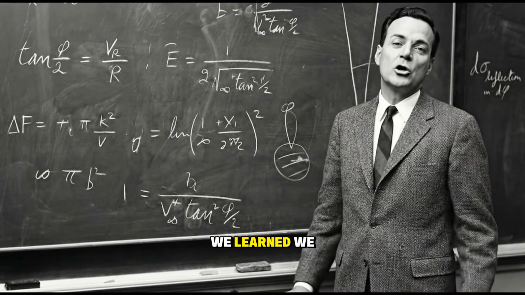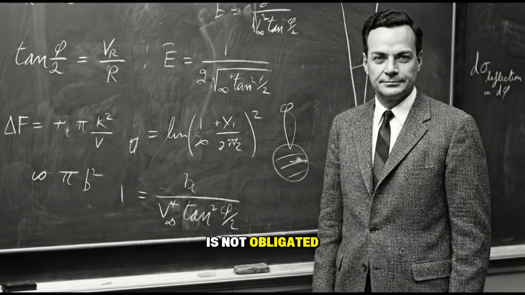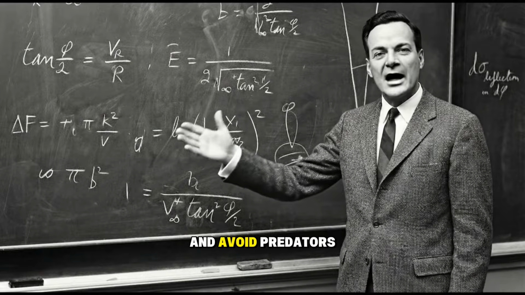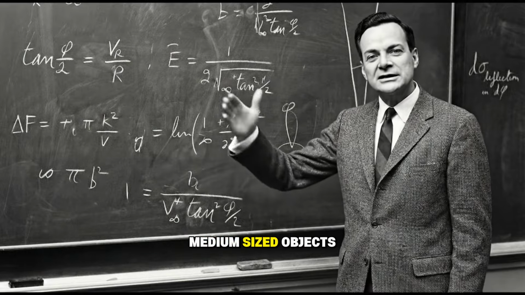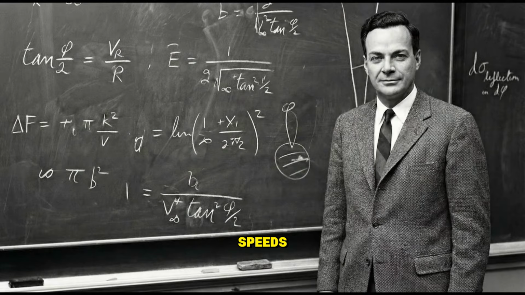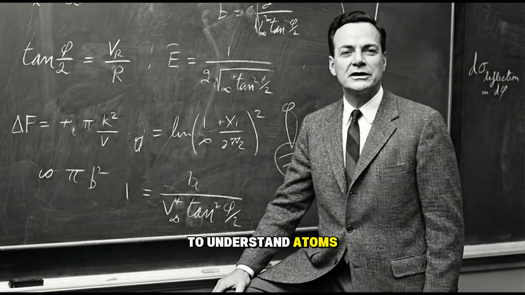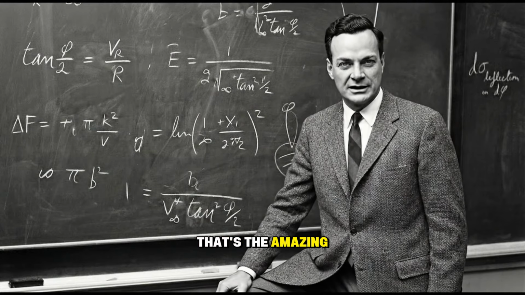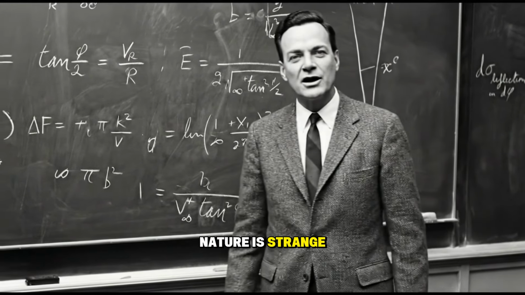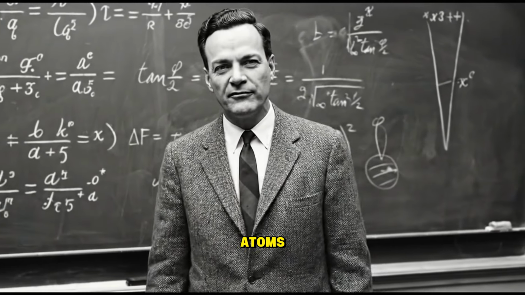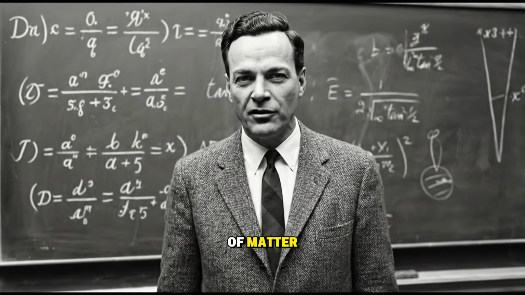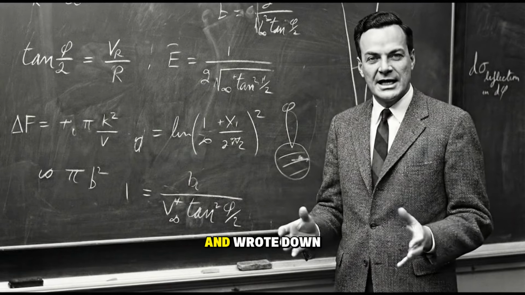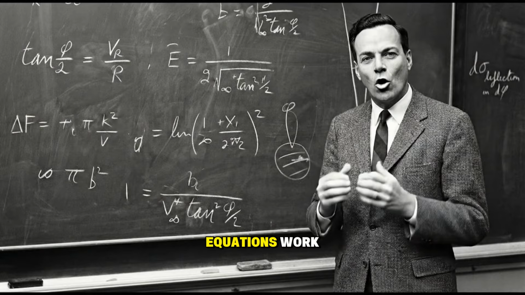So, what have we learned? We learned that nature is not obligated to make sense to us. Our brains evolved to track fruit and avoid predators, to deal with medium-sized objects moving at medium speeds. We didn't evolve to understand atoms. And yet, somehow, we figured it out anyway. That's the amazing part. Not that nature is strange, but that we, these collections of atoms, these temporary patterns of matter, managed to discover the rules. We built detectors and did experiments and wrote down equations, and the equations work.